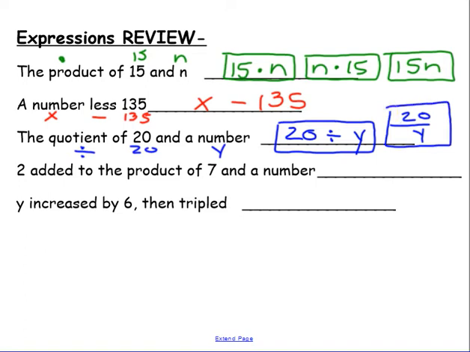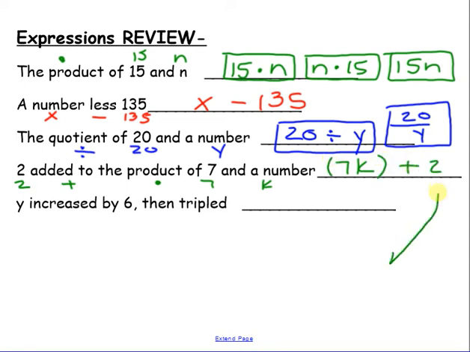Okay. All right, let's go to 2 added to the product of 7 and a number, and this time I'll use k. So this is one of those two-part problems. So first I'm going to do the product of 7 and k, and that's going to be 7k. And it wants me to add 2 to all of that. So I put this guy in parentheses, and I add 2.